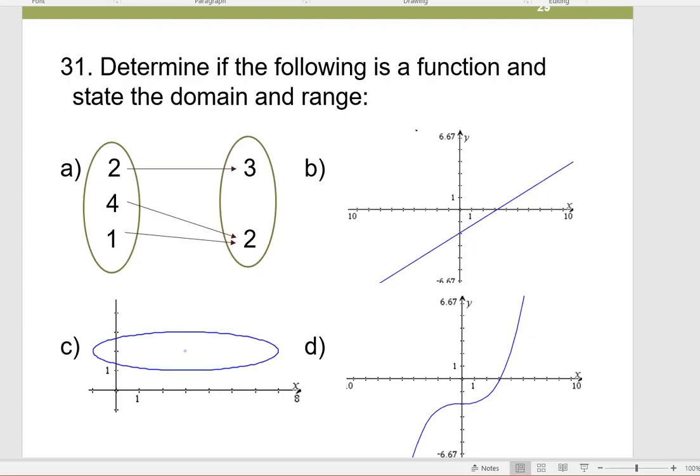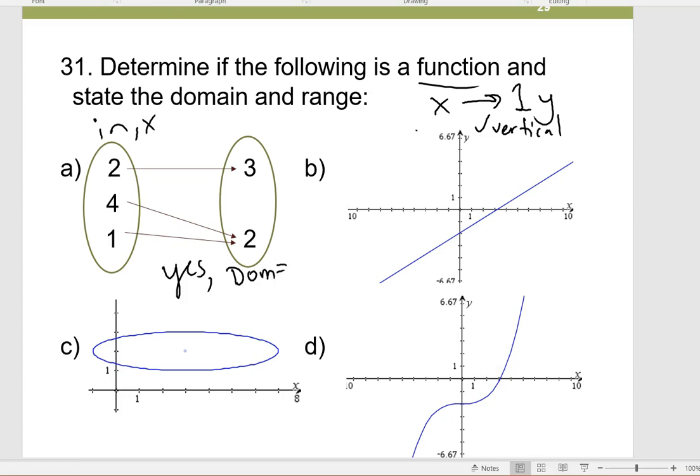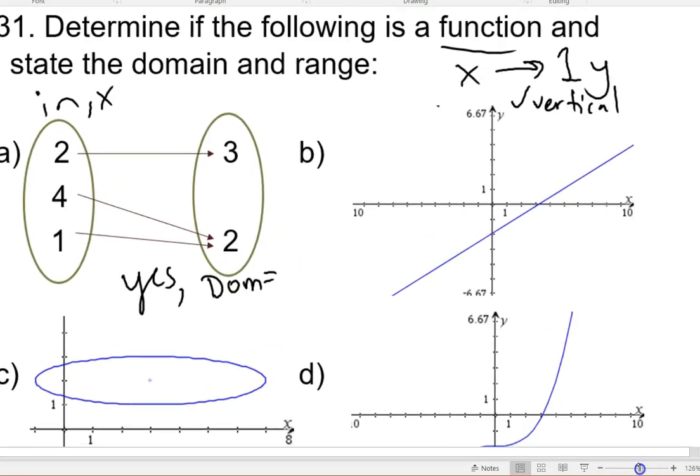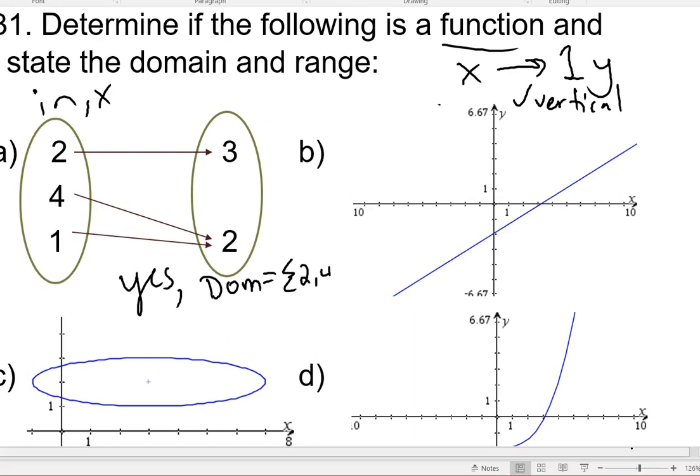Determine if it's a function. What's a function? Every x goes to exactly one y. We can check that with a vertical test. We can check it by saying this x goes to 1y, this x goes to 1y, this one goes to 1y. Yes, it is a function. What is the domain? The inputs, or the x's, would be 2, 4, and 1. The range, the outputs, or the y's, would be the 3 and the 2.